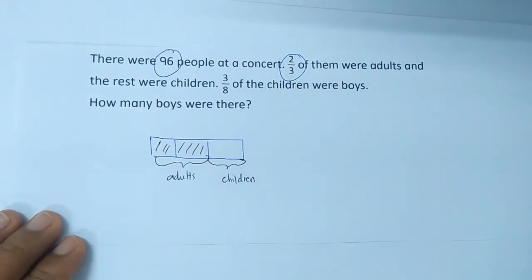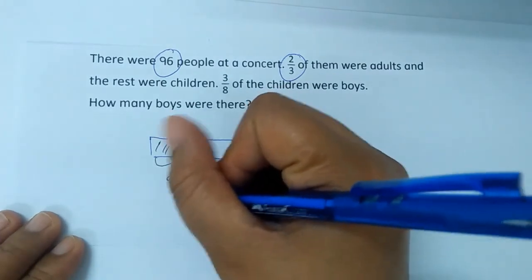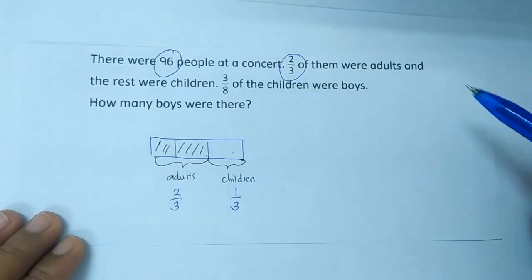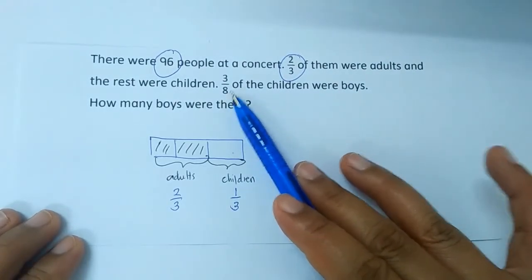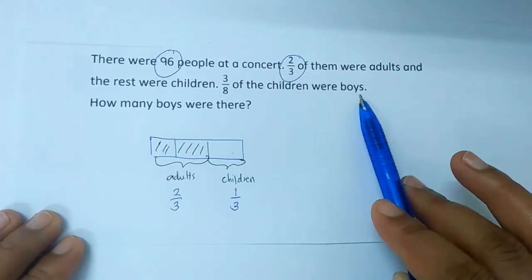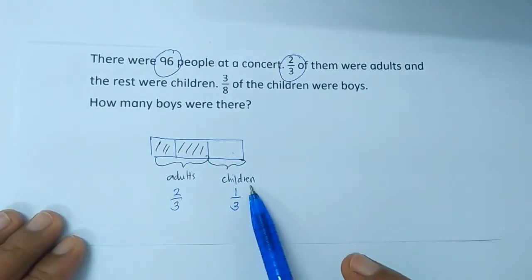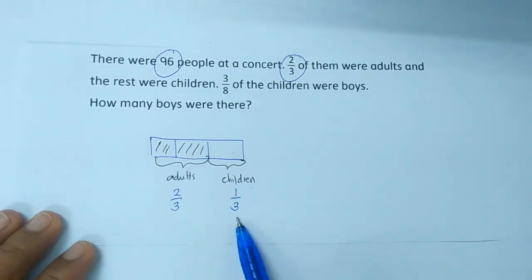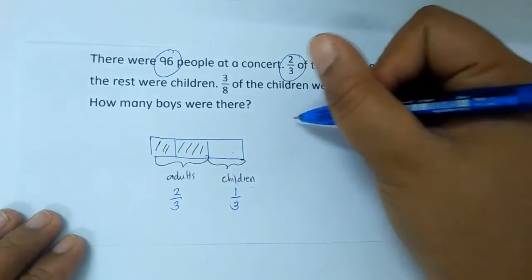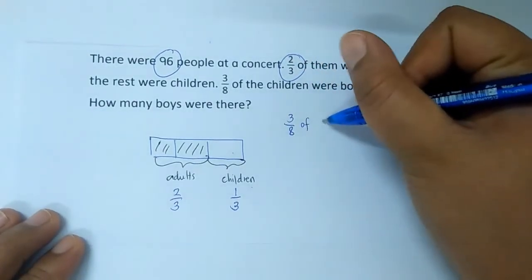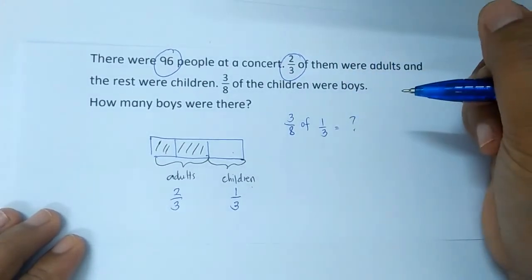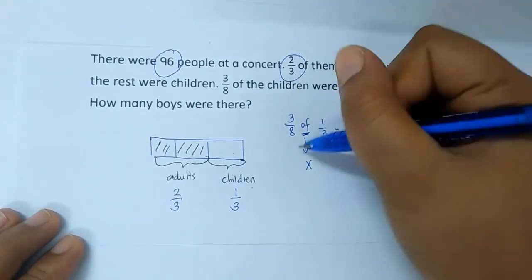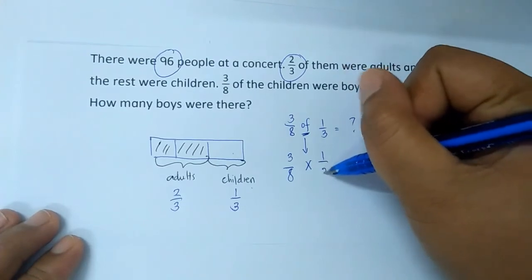So in adults, we have the fraction which is 2 out of 3. In children, we have 1 out of 3. Now we have 3/8 of the children were boys. How many boys were there? So this remaining portion, which is for children, we need to take the 3/8 of 1/3. How to take 3/8 of 1/3? Very good. The "of" here means we're going to multiply. So 3 over 8 times 1/3.